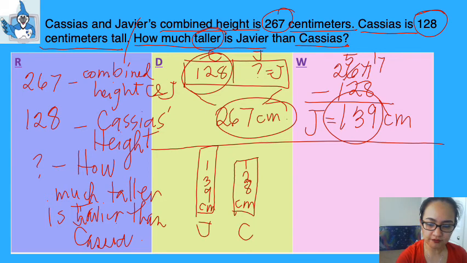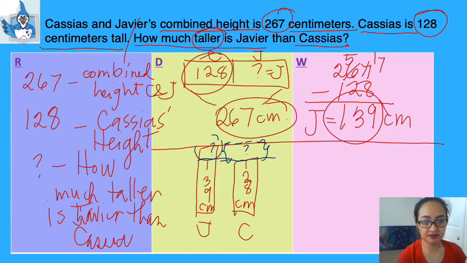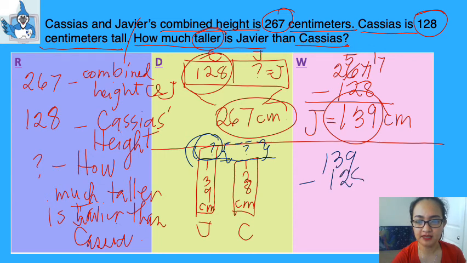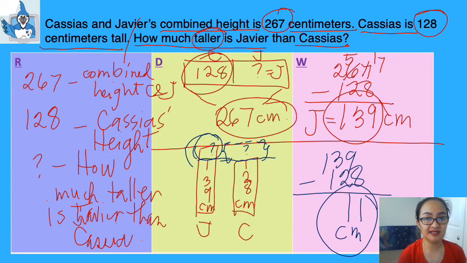Now we are trying to figure out this area right here. Because it's asking how much taller Javier is, which is this part. And of course, that's going to be the difference. Difference means we will subtract. 139 minus 128 is 9 minus 8, 1. 3 minus 2, 1. 1 minus 1, 0. So the answer is Javier is 11 centimeters taller than Kasia.